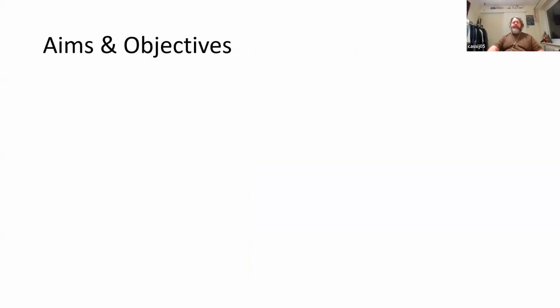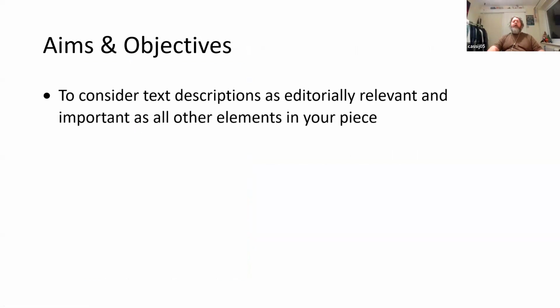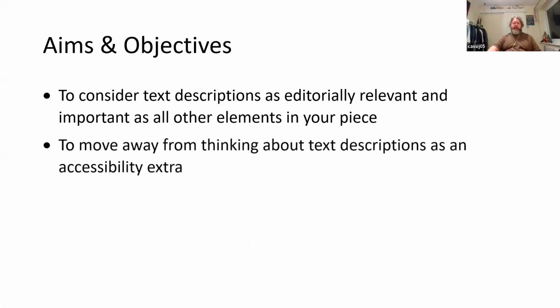The aims and objectives. Number one, we want you to consider the text descriptions that you create as editorially relevant and as important as all of the other elements in your piece. As journalists, you will spend time creating a good headline, an SEO headline, optimized for search engines. You will spend a lot of time crafting the words. You'll spend a lot of time, hopefully, choosing the images. But we want you to think of those text descriptions as editorially relevant as all the rest of it.